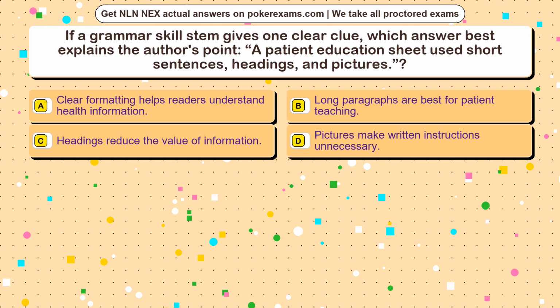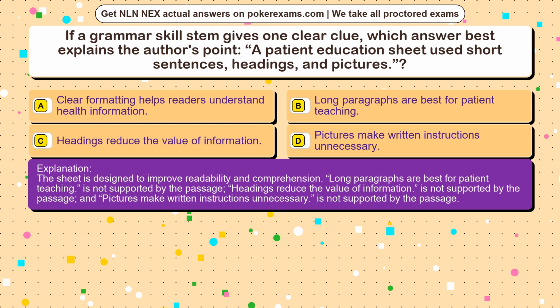The correct answer is option A. The sheet is designed to improve readability and comprehension. Long paragraphs are best for patient teaching is not supported by the passage. Headings reduce the value of information is not supported by the passage. And pictures make written instructions unnecessary is not supported by the passage.